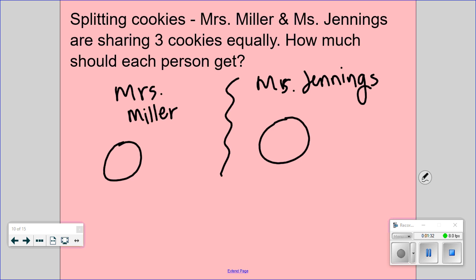How did you draw that, Harper? Half a circle? Like this? Okay, and then for Miss Jennings, how much did she get? Half a circle. How would you write this in number form? Your picture is exactly right. But how am I going to write that in number form?